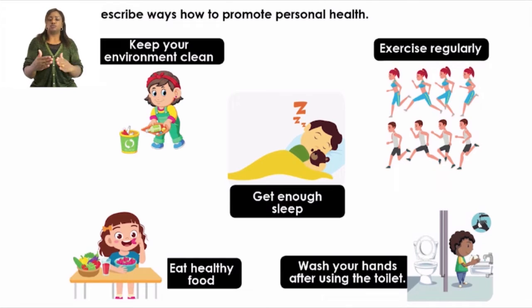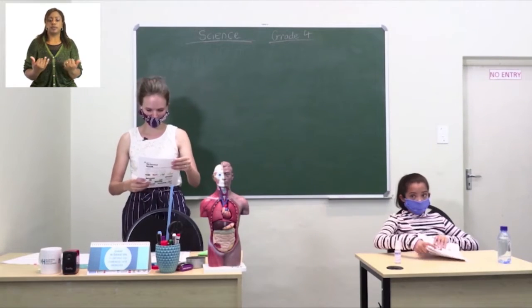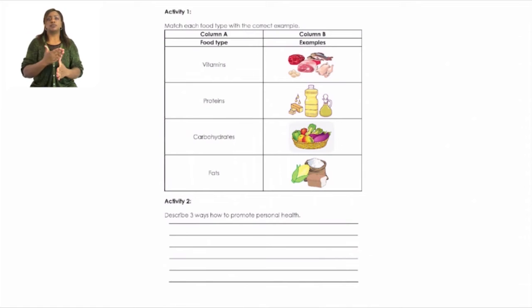So let us turn to page 27 in our workbooks. You can take a look with me at activity 1. Okay, so it says match each food type with a correct example. So all you have to do is take a ruler and a pencil or a pen in your hand and then draw a line from the word to the right picture. Okay, so what word do you think fits with each of the pictures? So you guys can do that.